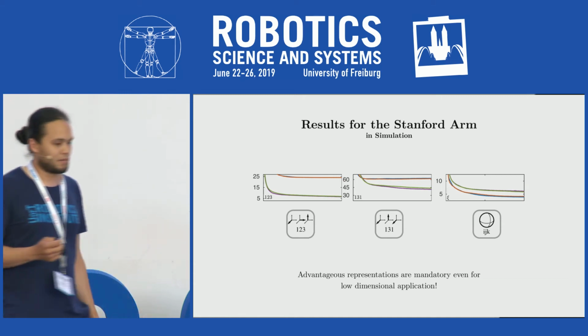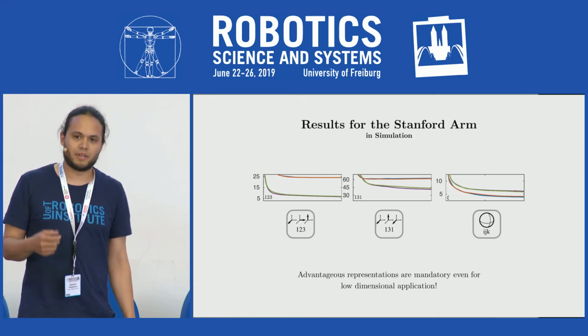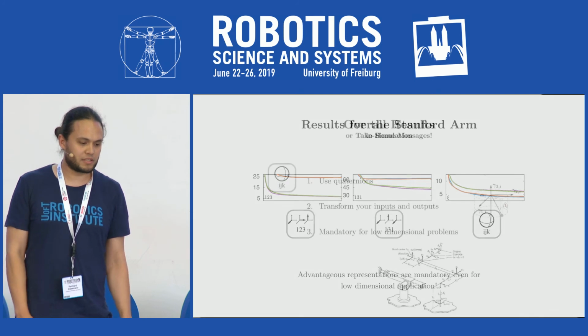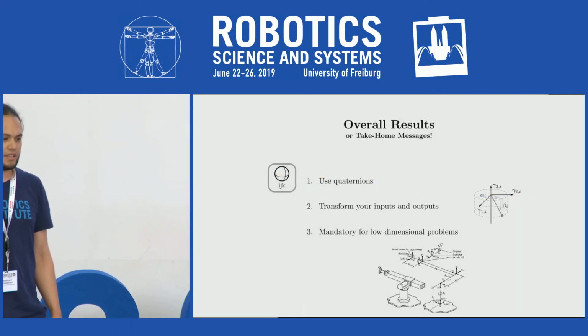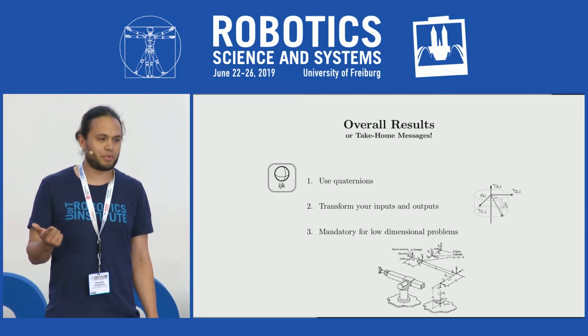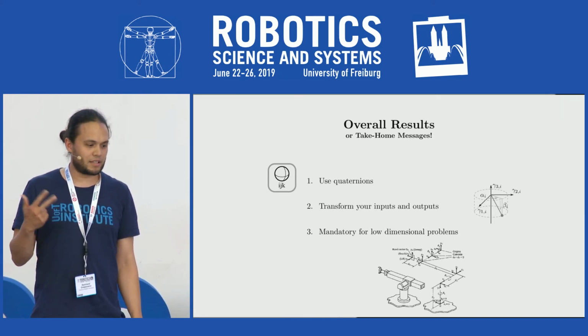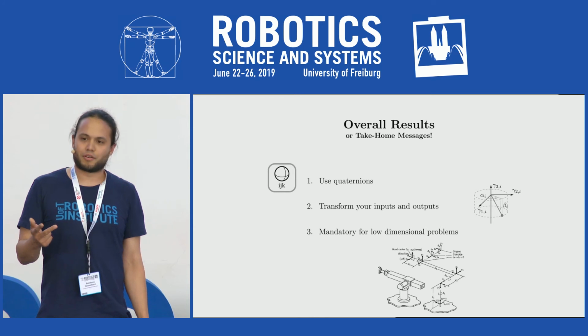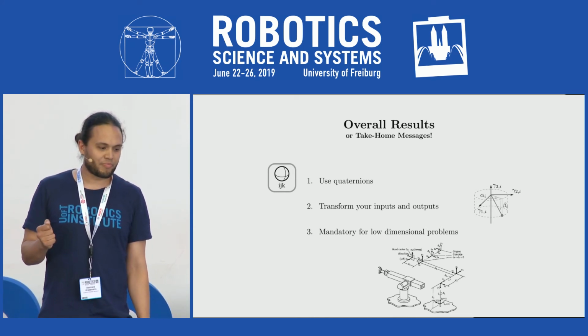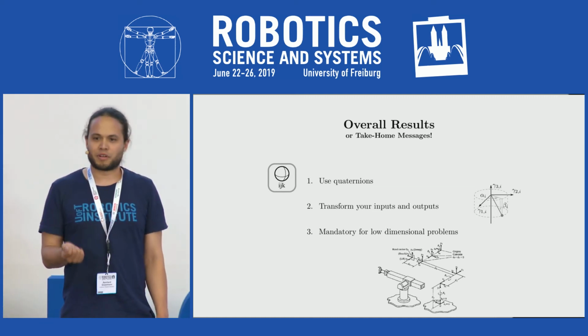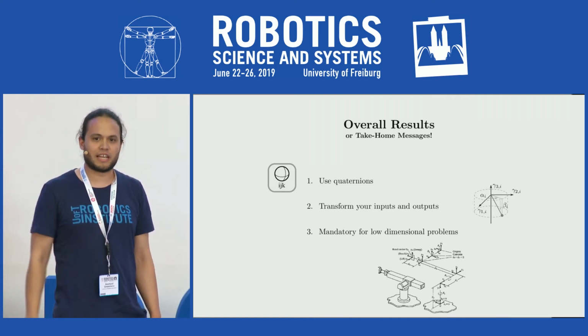Let me sum up my spotlight talk with 3 take-home messages. 1, use quaternions instead of Euler angles. 2nd, you should transform your input and output accordingly. And last but not least, this is also mandatory for low-dimensional applications. I'm looking forward to seeing you during the interactive session, and thank you for listening.